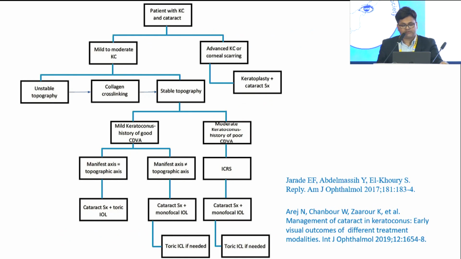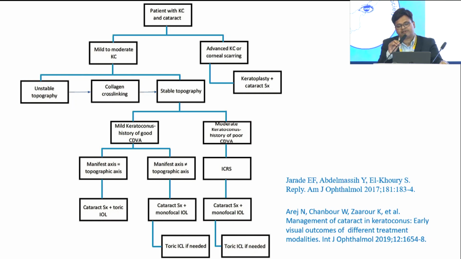This is the Jarrett protocol, which suggests how to approach cataract in a keratoconus patient. Remember, first ensure that the keratoconus is stable. If it is stable, go for a toric IOL if there is regular astigmatism; if it is not there, go for a monofocal IOL. If it is not stable, you can use methods like CXL with Intacs to achieve a stable keratometry. Once that is achieved, again you can plan the IOL accordingly.